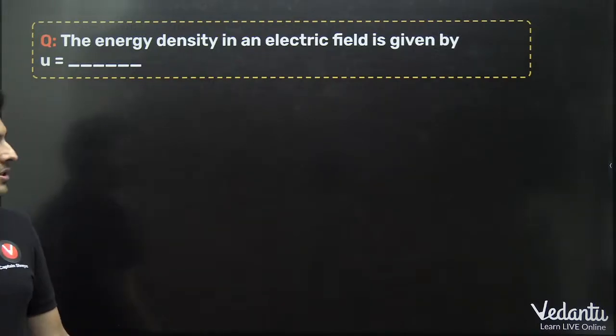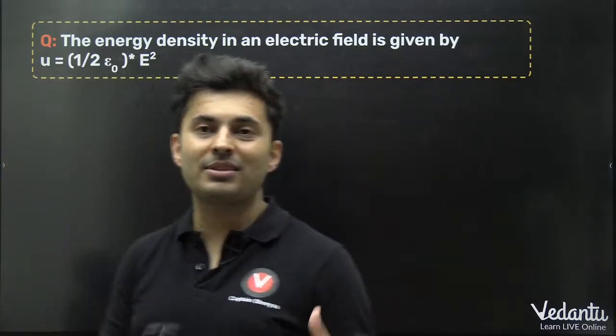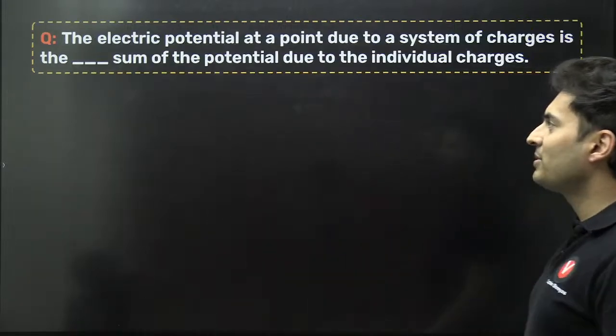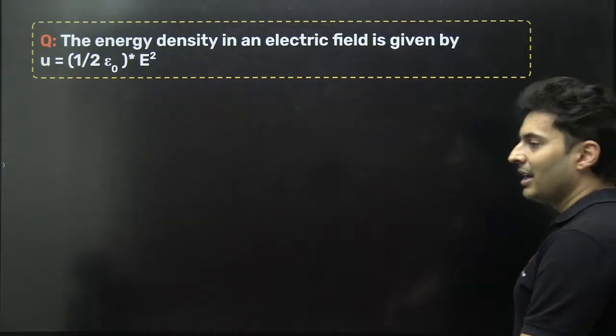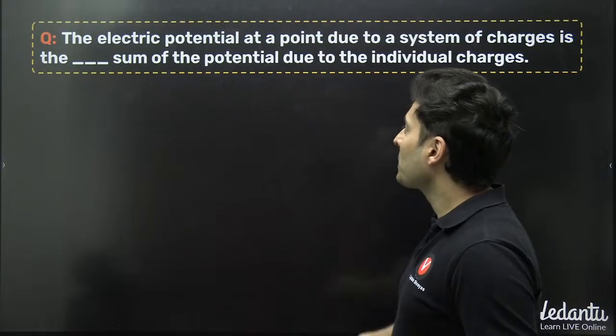Energy density, what is it? Yes, it is half epsilon E square. Half epsilon E square is the energy density, joules per meter cube.